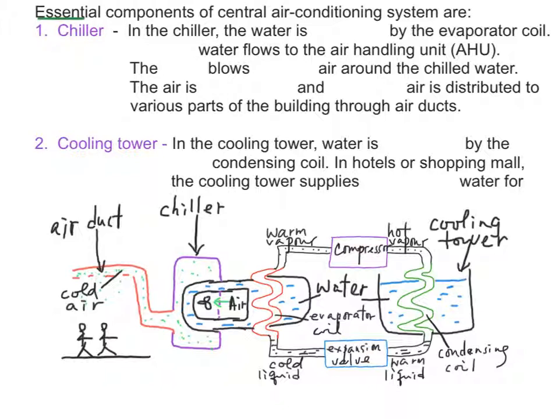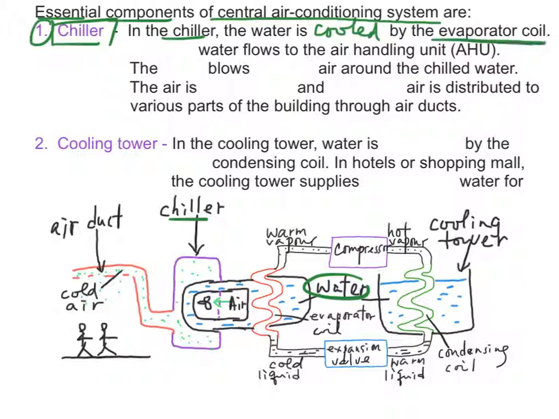The essential components of a central air conditioner system are: first, we have a chiller. In the chiller, the water is cooled by the evaporator coil. The cold water flows to the air handling unit, AHU.